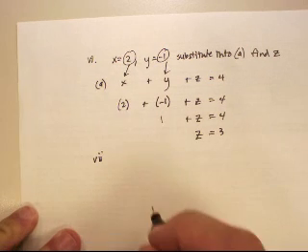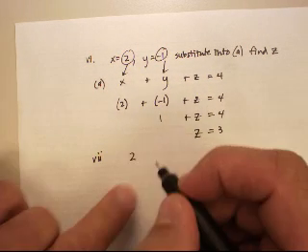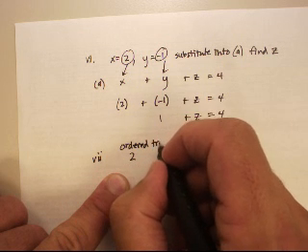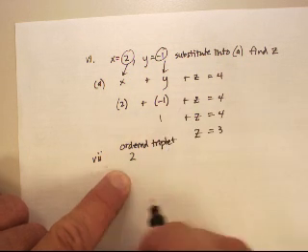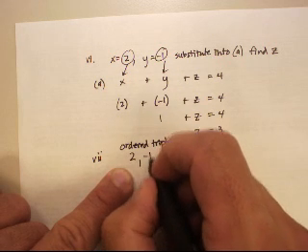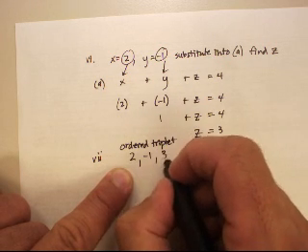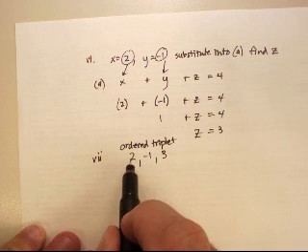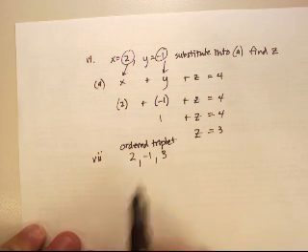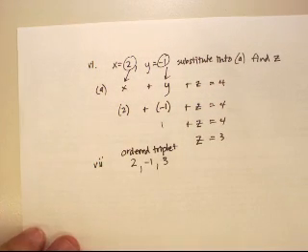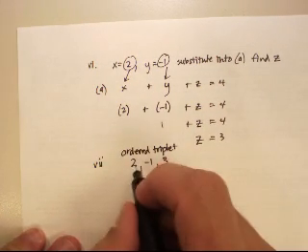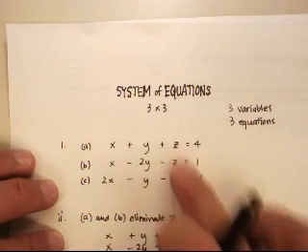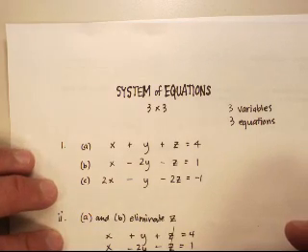Final answer, therefore, is going to be an ordered triplet. Not an ordered pair, but an ordered triplet. X is 2, y is negative 1, z is 3. So these three planes intersect at the point (2, -1, 3). And to find out whether that's true or not, you would take each one of these values, plug it into the original equations, and see if they work. And in this case, they will, I can guarantee you.